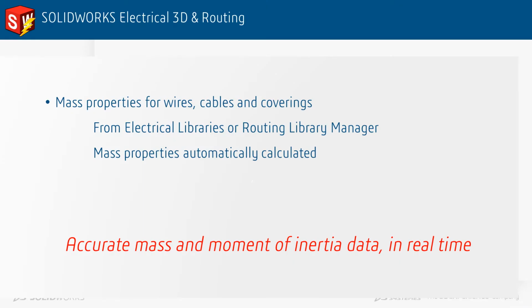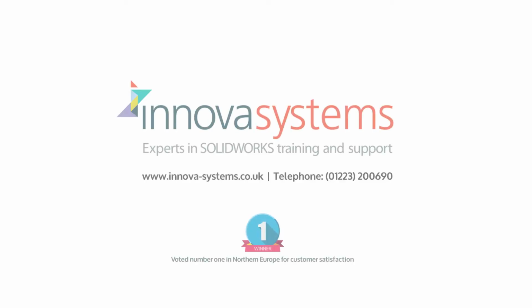To recap, we can input the data via our routing or electrical libraries and see its effects instantly on the mass properties of our geometry.